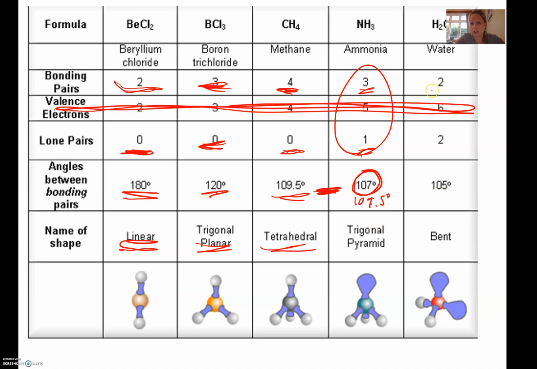And same goes with this one here, 2 and 2, that gives a total of 4, so we're going to put that as being 109.5. It's not technically correct, but that's the answer NZQA at level 2 are accepting, and I can explain a bit later why that would be. Now, because there are 2 and 2 here, it's bent, and because there's 3 and 1, it's trigonal pyramid. So hopefully that's made sense.